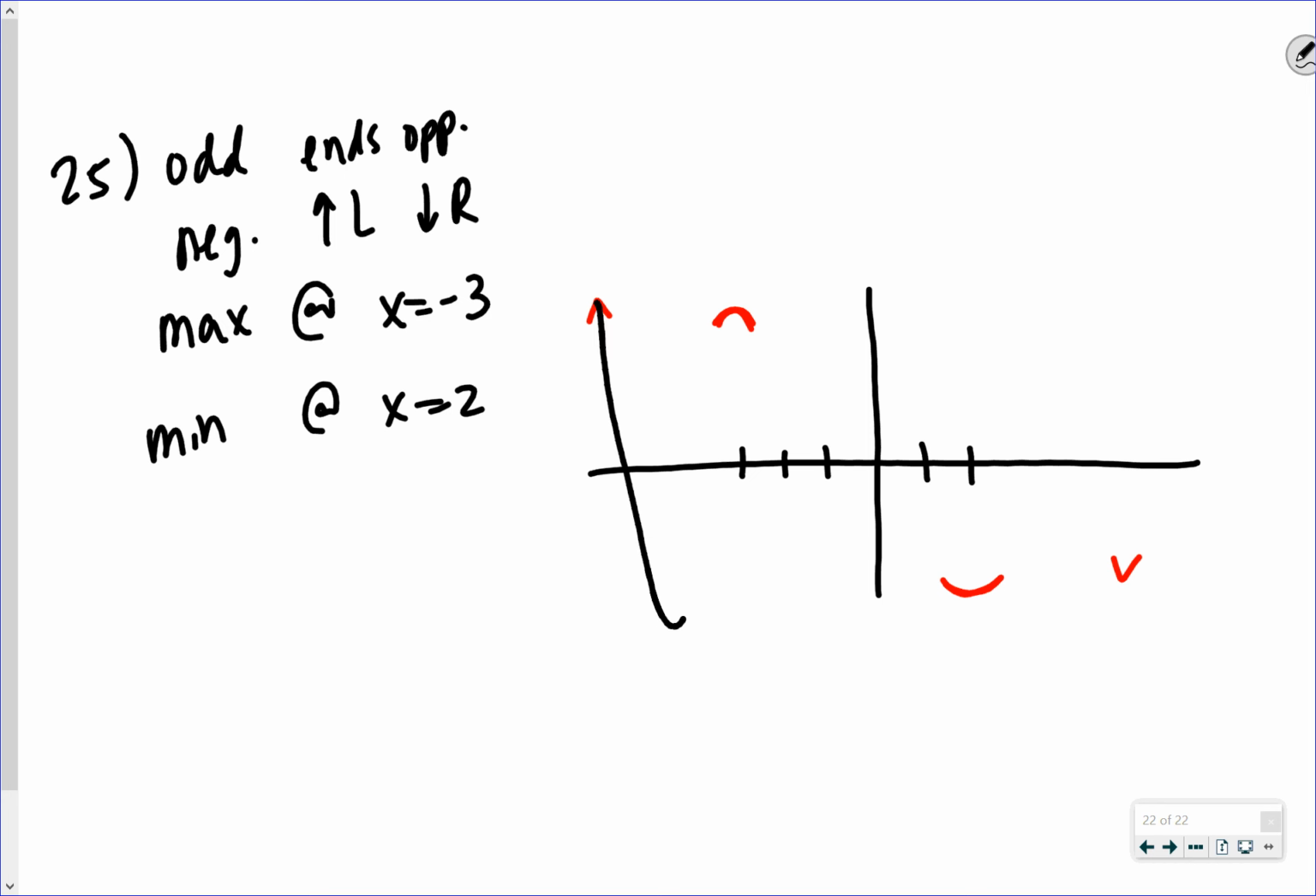I can go all the way down and come back up. There's my maximum. Here's a minimum. There's the end of my arrow. So it doesn't matter, your graph can look completely different from this. You only need to make sure that your ends are there, up on the left, down on the right, and that I have a maximum and a minimum at the appropriate places.